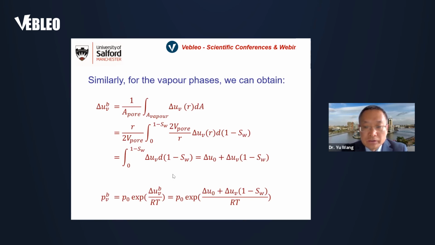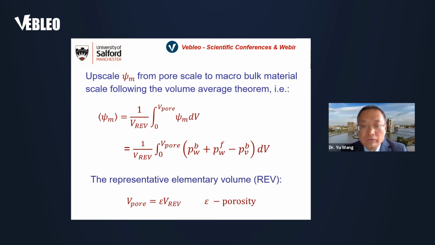So actually, so far, all the descriptions and quantified mathematical formulas are defined at the pore scale. For the bulk material's matrix potential, we need to upscale the pore scale formula up to the bulk material scale. So here we follow the volume average theorem. We integrate the pore scale matrix potential over all pore spaces, and divide by the volume of the representative material. Now we get the average, the bulk material scale matrix potential of water.